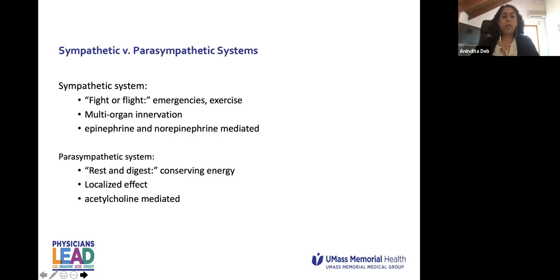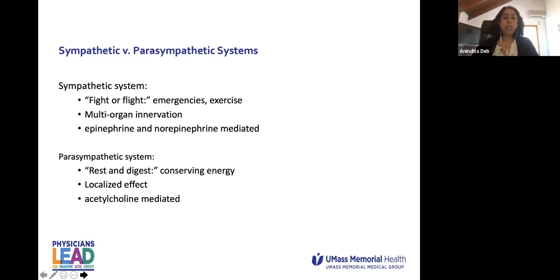A little more about the sympathetic and parasympathetic systems, which you may have heard about in different contexts. The sympathetic system is our fight or flight system. Many people have heard about fight or flight, which comes up in an emergency or even during exercise, where your system really needs to rev up and your organs need to keep up with a high level of activity that comes on potentially suddenly. Our body has the capability to respond to fight or flight because of our autonomic nervous system, which has multi-organ innervation, meaning that the nerves control multiple organs. This is mediated through neurochemicals called epinephrine and norepinephrine.